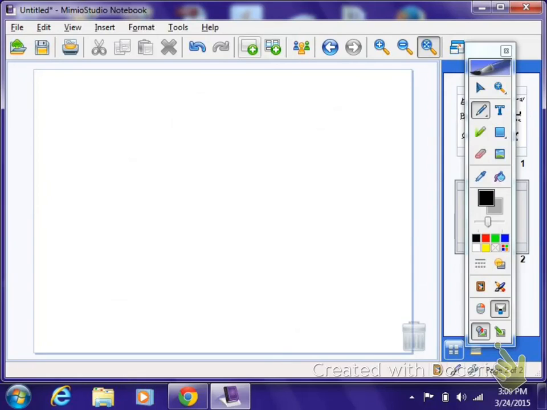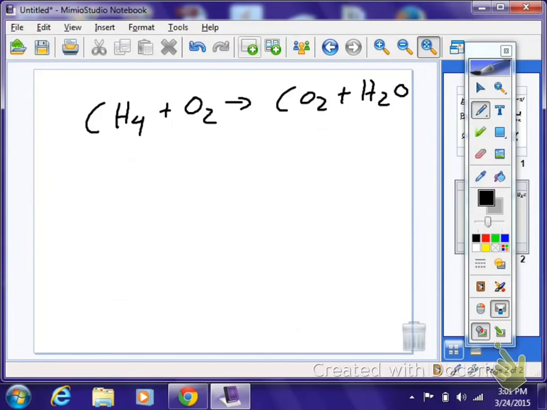So what you're going to do is you're going to take CH4 plus O2, and you're going to produce CO2 plus H2O. Okay? And that balanced equation would be like this.